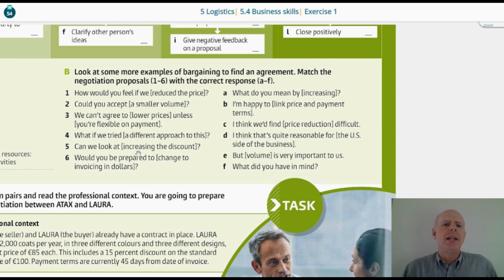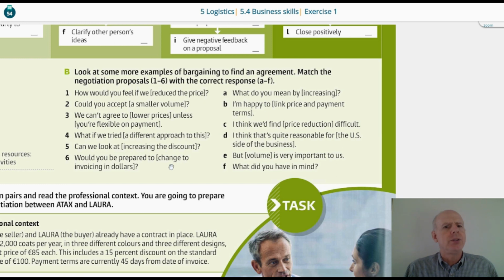Can we look at increasing the discount? What do you mean by increasing? How much do you want to increase the discount? Is a more direct way, right? But this is a very polite way. What do you mean by increasing?